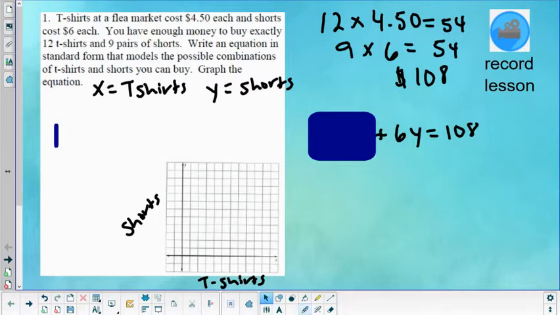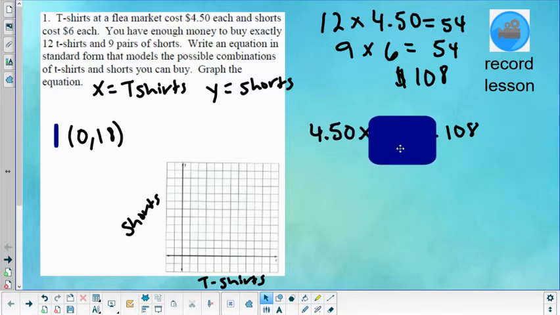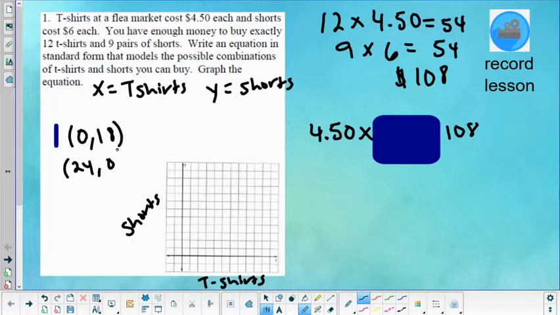X value is 0, y value is 18. So that represents 0 shirts and 18 pairs of shorts that you could buy. All right, so now we need to take our cover up, and this time we're going to cover up our y value. So this represents if we buy no shorts, we buy all shirts. So if I do 108 divided by 4.50, I get 24. So again, if I write an ordered pair, I can buy 24 shirts and 0 shorts.